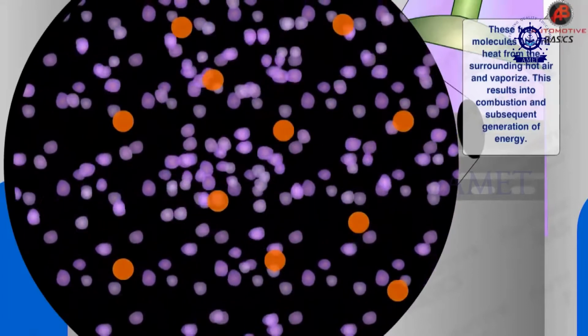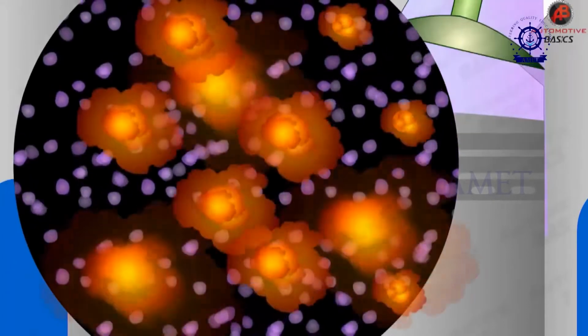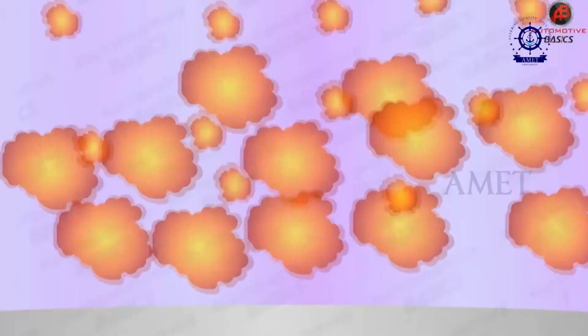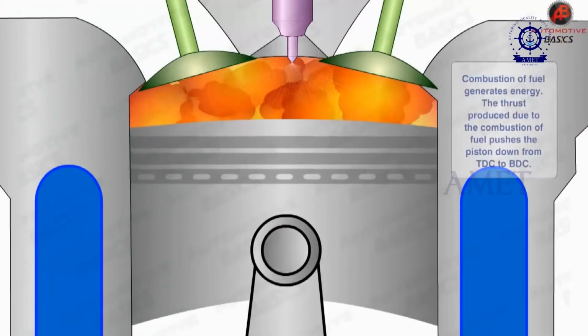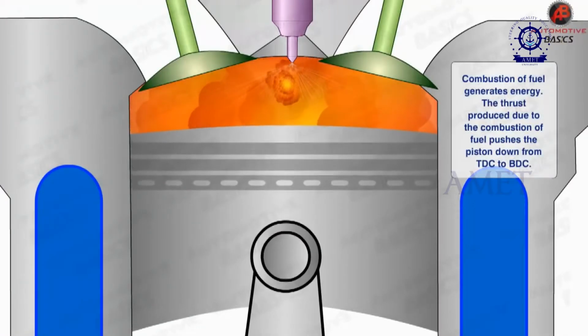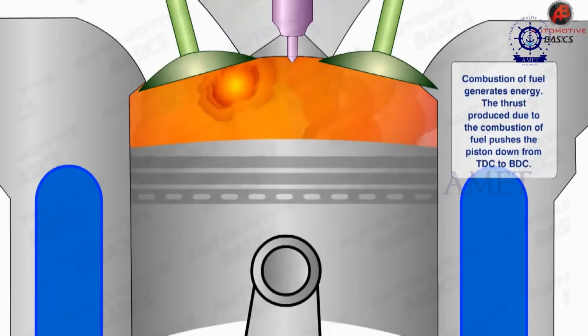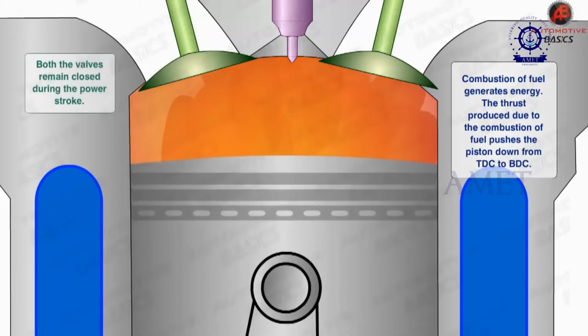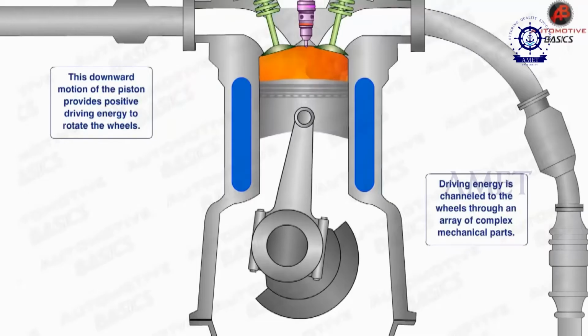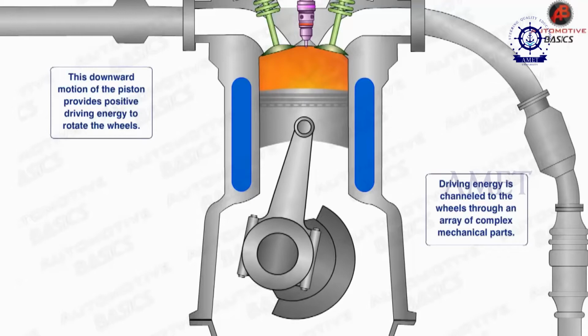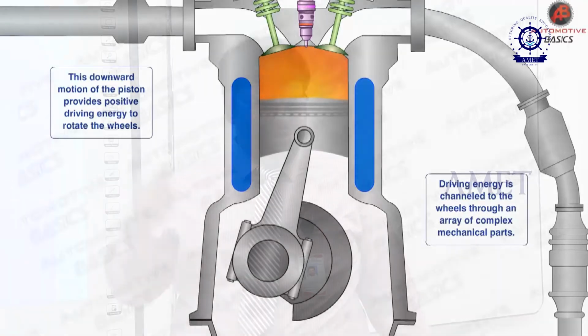piston is forced to move from top dead center to bottom dead center, which is the third stroke. You can see here, due to the heat released from combustion, the piston is forced to move from top dead center to bottom dead center. So, this is the third stroke.